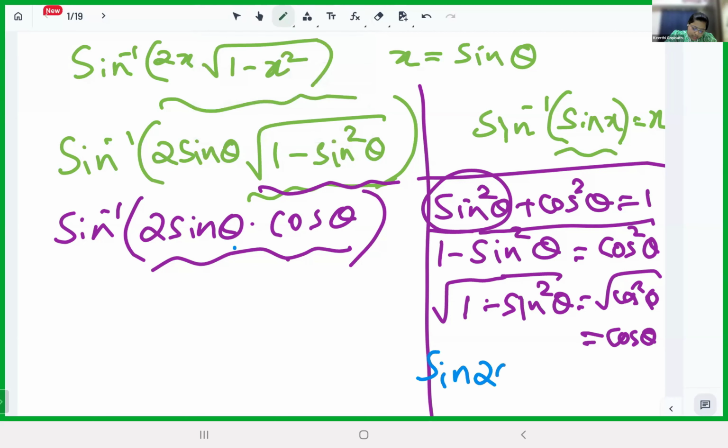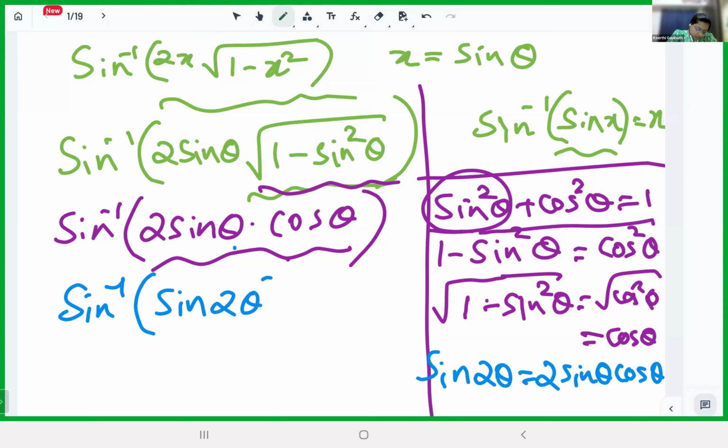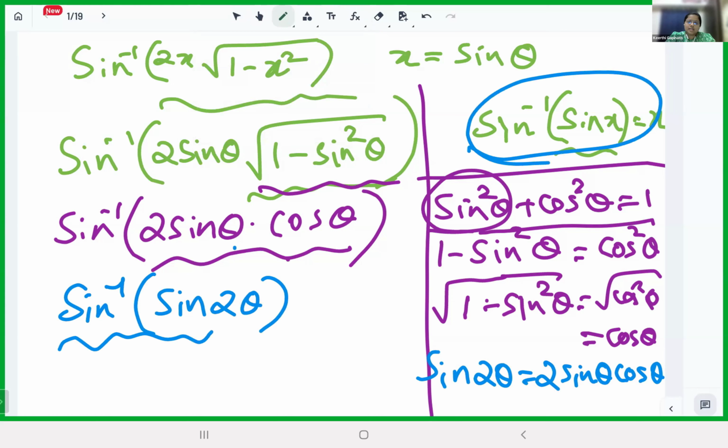Sine 2 theta is equal to 2 sine theta cos theta. So here we can write sine inverse of sine 2 theta. Now, can we apply the property that we have studied? Sine inverse of sine x is nothing but x itself. Here in place of x, you can see 2 theta. So sine inverse of sine 2 theta will become 2 theta.